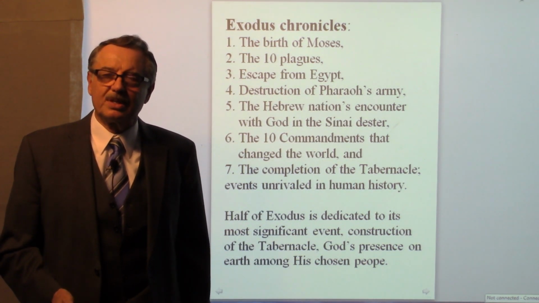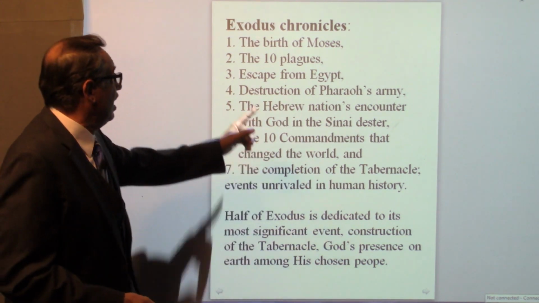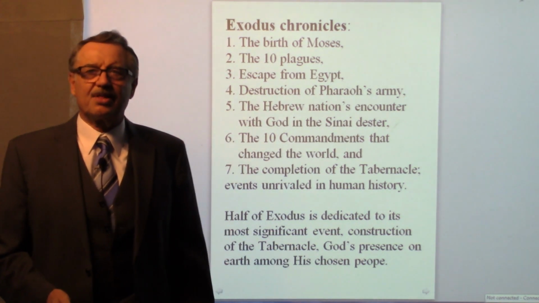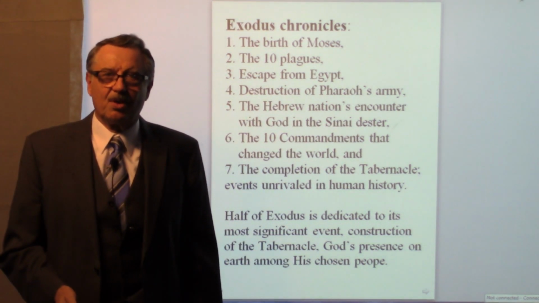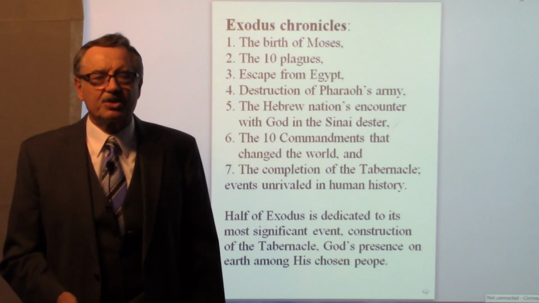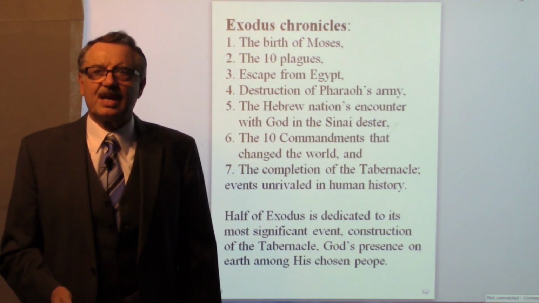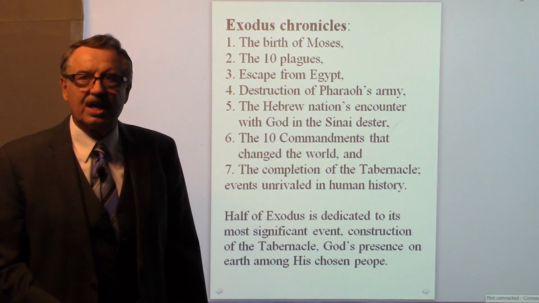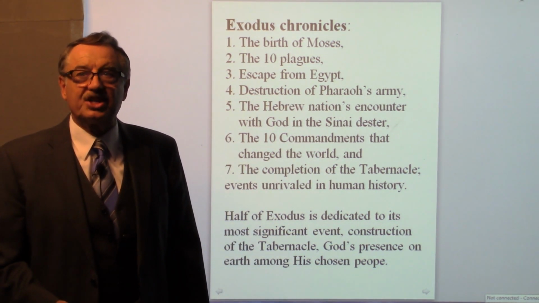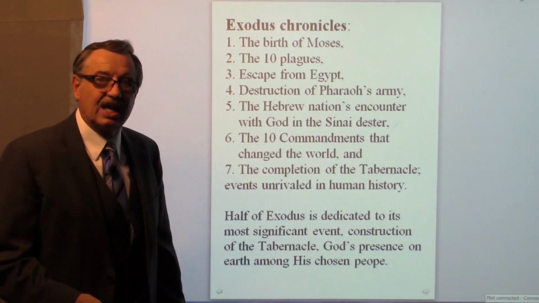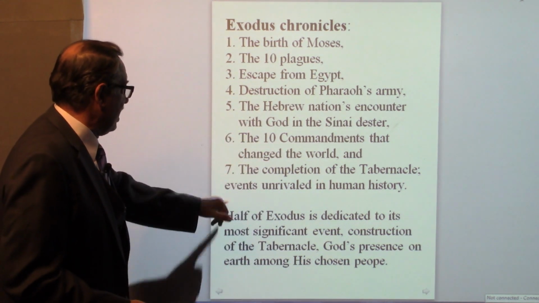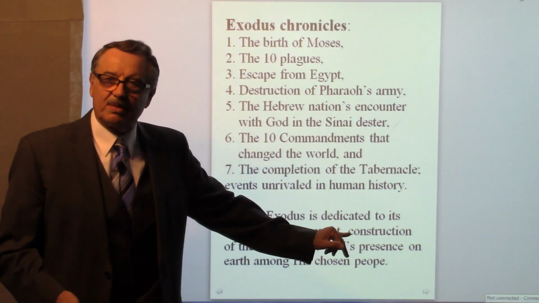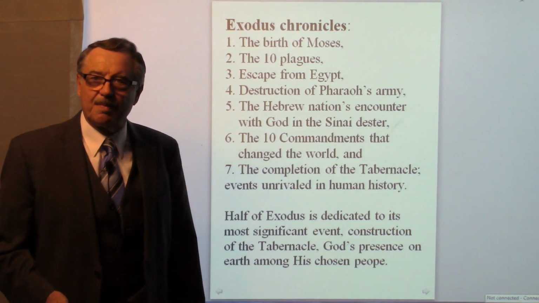Exodus chronicles, number 1, the birth of Moses. Number 2, the 10 plagues. 3, escape from Egypt. 4, destruction of Pharaoh's army. 5, the Hebrew nation's encounter with God in the desert. 6, the 10 commandments that changed the world. And the completion of the tabernacle, all these events unrivaled in the history of the world.